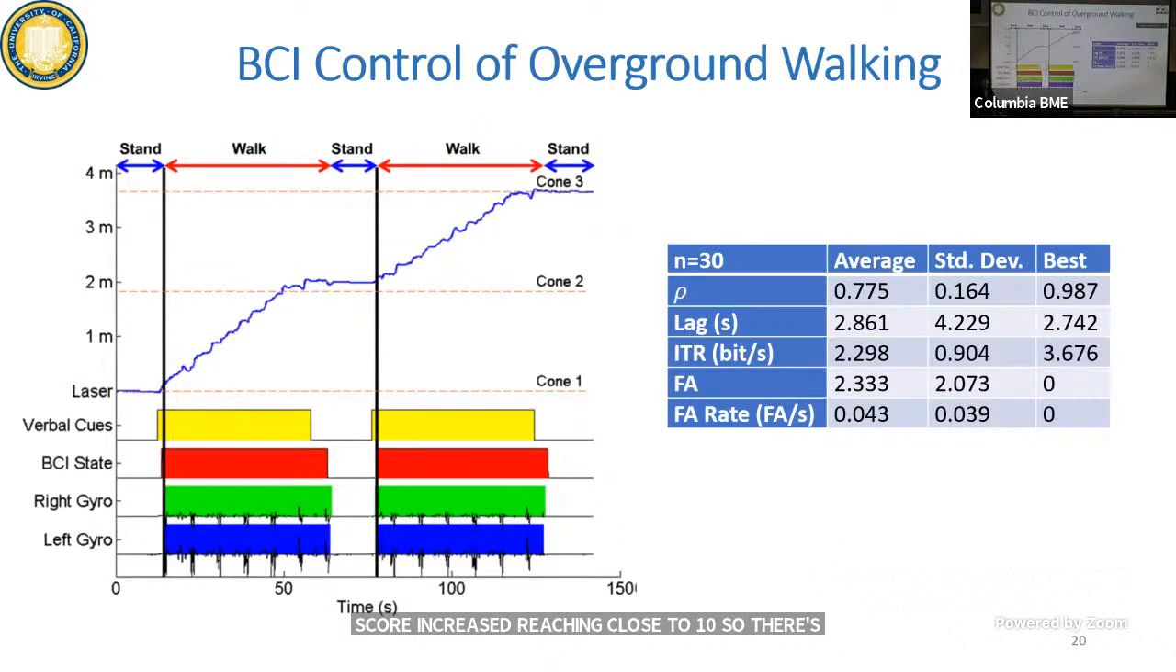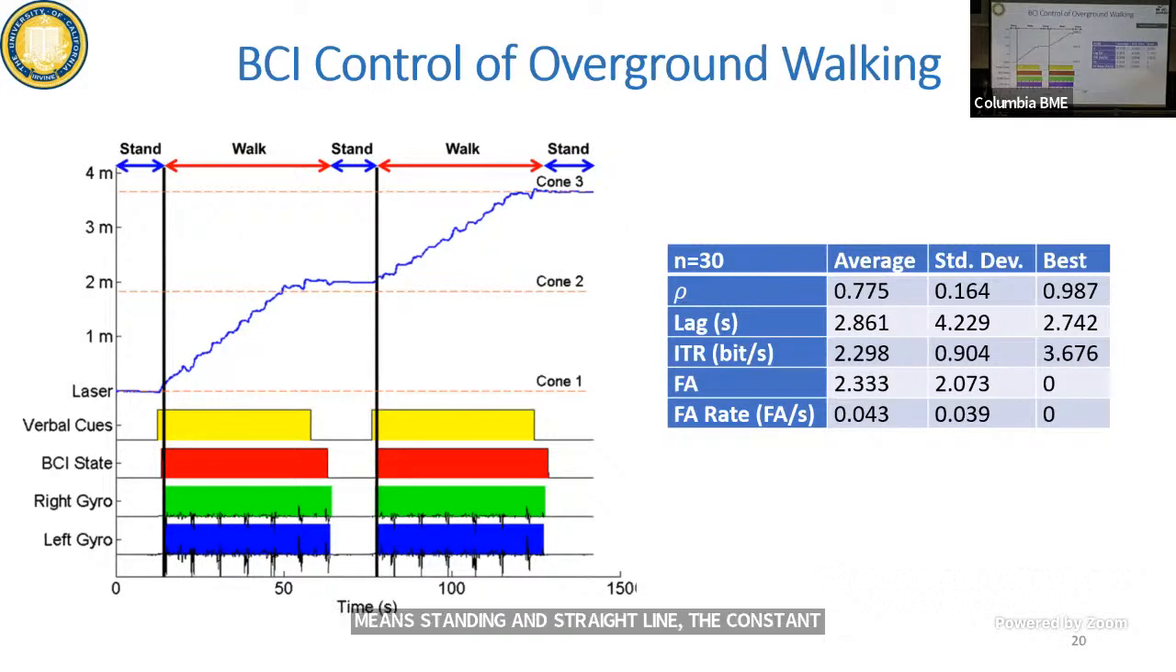So this is one of the online sessions. You see here, the verbal cues is in yellow, so idle walk, and then the decoded state follows closely with some delay. The 2 gyroscopes, you can see the raw data as well as segmented state information. Laser sort of shows the progression. There's obviously some noise, but flat means standing, and straight line with a constant slope means moving at a constant speed.